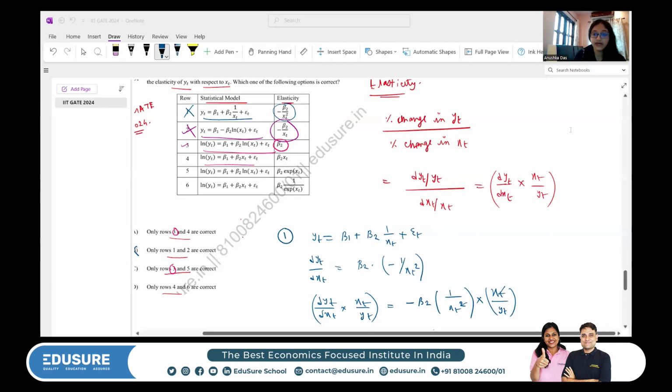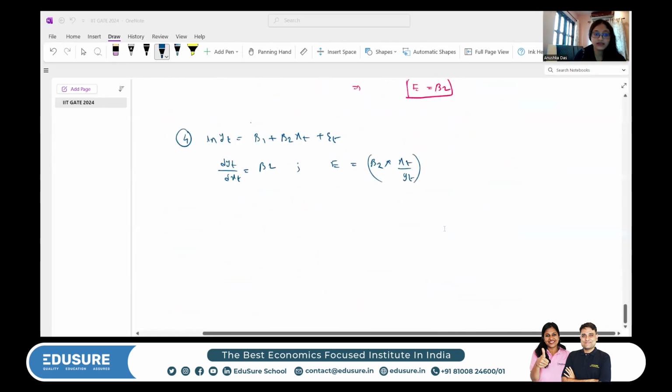Okay, here I have made a mistake. Here this will be 1 upon Y, since this is ln YT. So this will be 1 upon YT into dYT/dXT, right? First you have to differentiate with respect to the log. When you are differentiating with respect to XT, it will be firstly on the entire ln YT, so it will be 1 upon YT, and then dYT/dXT, and here you have beta 2, right? Let me write this again.